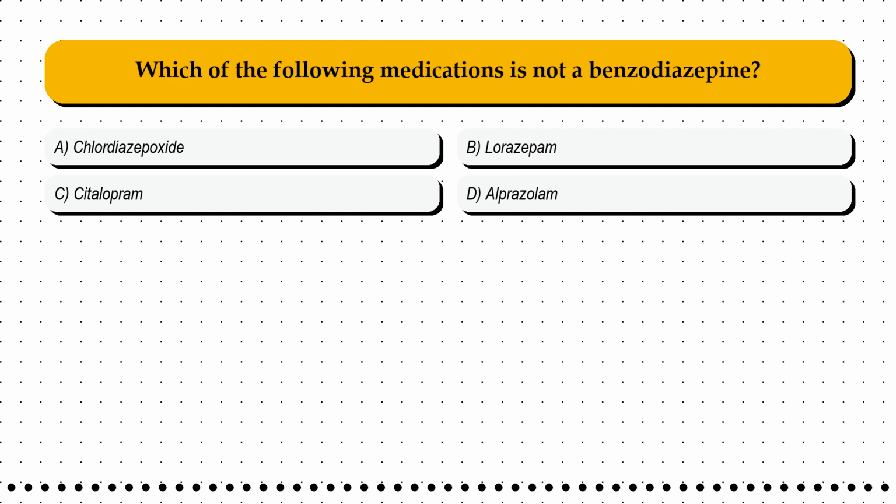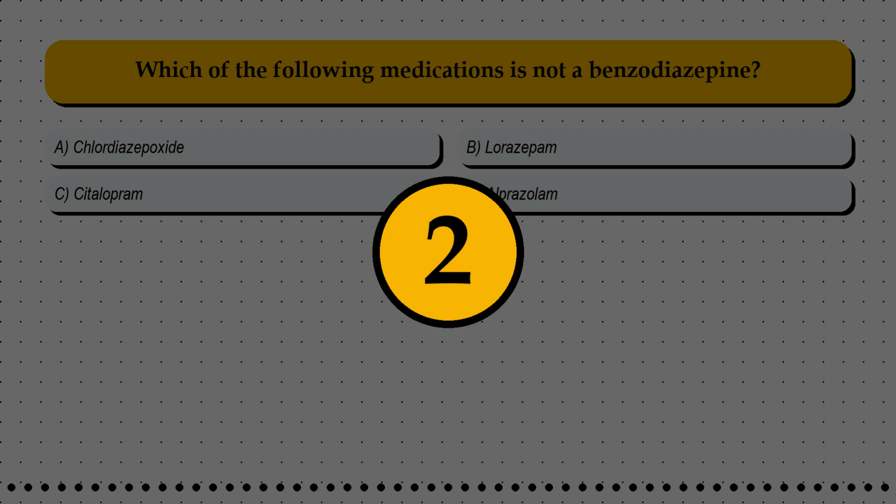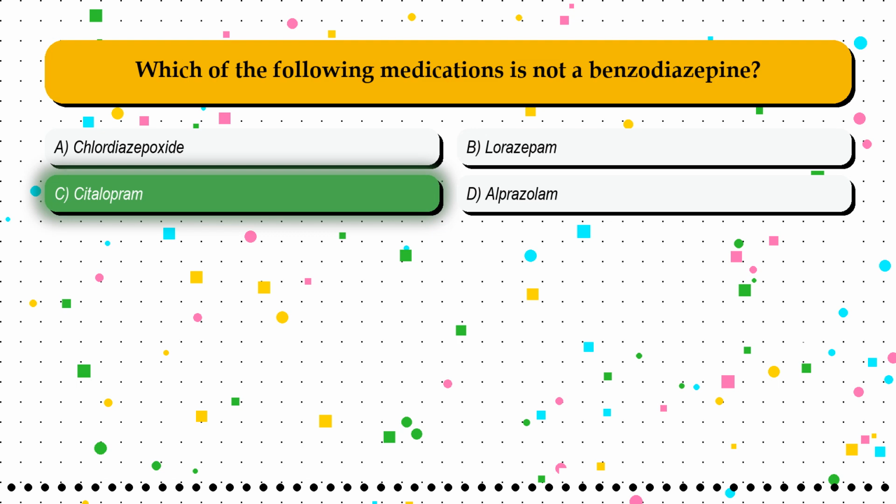Question 198. Which of the following medications is not a benzodiazepine? Option A, chlordiazepoxide. Option B, lorazepam. Option C, citalopram. Option D, alprazolam. The correct answer is option C, citalopram.